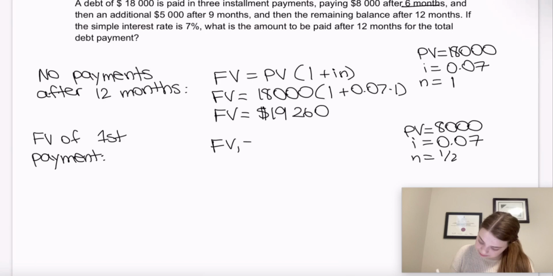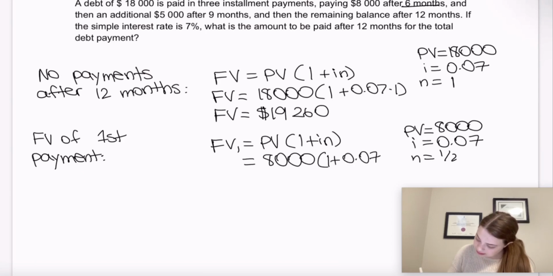So FV1 is equal to, again, same thing, present value times 1 plus IN, which is equal to $8,000 times 1 plus 0.07 times 1/2. Let's grab our calculator to figure that out. So 0.07 divided by 2, or times 1/2, same thing, plus 1, and then times 8,000.